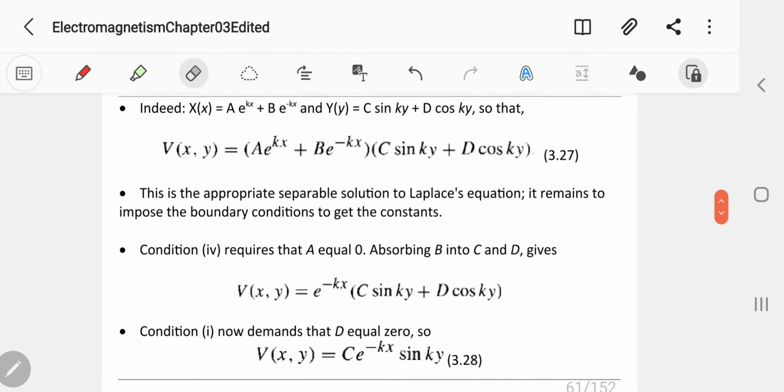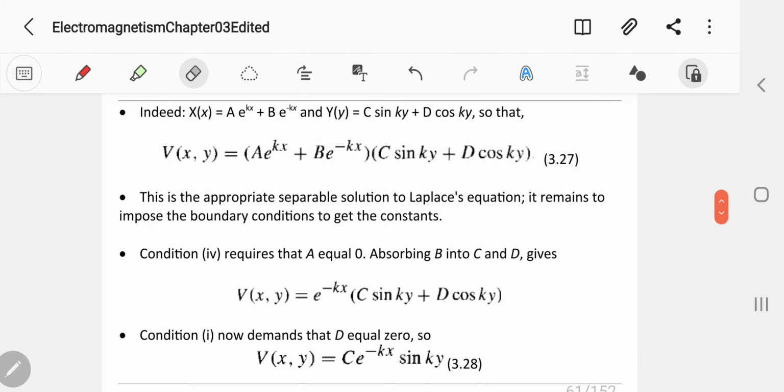And so a would have to be 0 for x, because if you extend x to infinity, this would blow up, and at infinity the potential should be 0. So we have to set this equal to 0, so that we're left with this, and we absorb the constant b into c and also d, so that we can write our potential to be this one here.